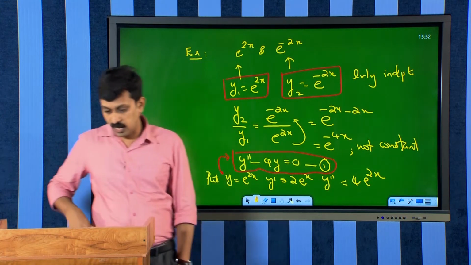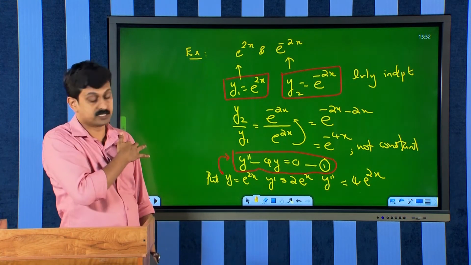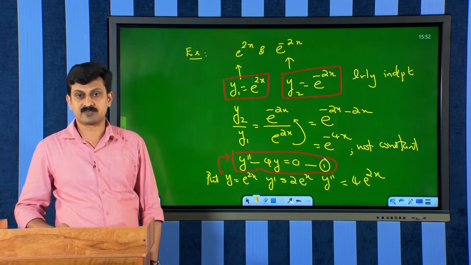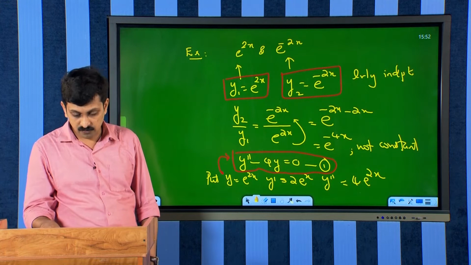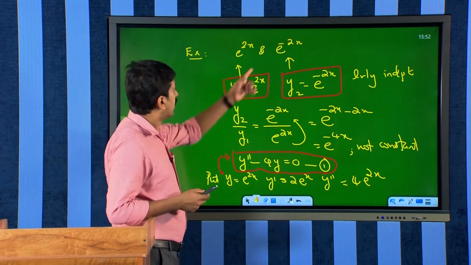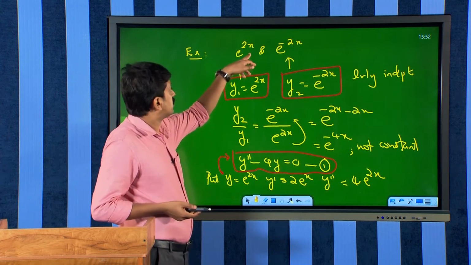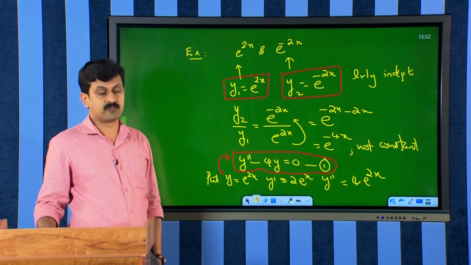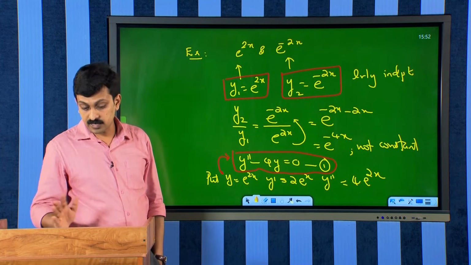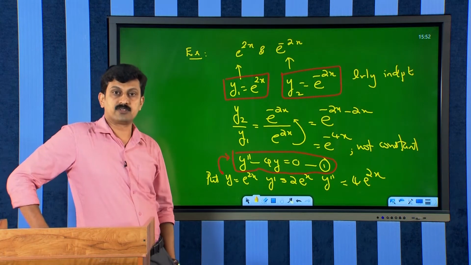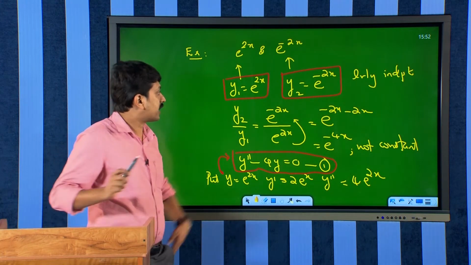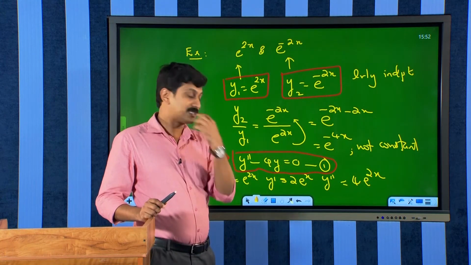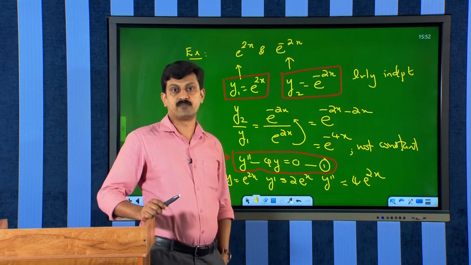See, my next definition is the basis of a differential equation. I can say that e raised to 2x and e raised to minus 2x form a basis of the differential equation, or the fundamental system of the differential equation, because they are linearly independent. They are solutions of a second order linear homogeneous differential equation.